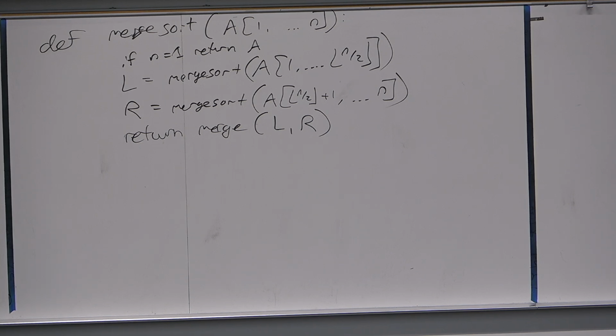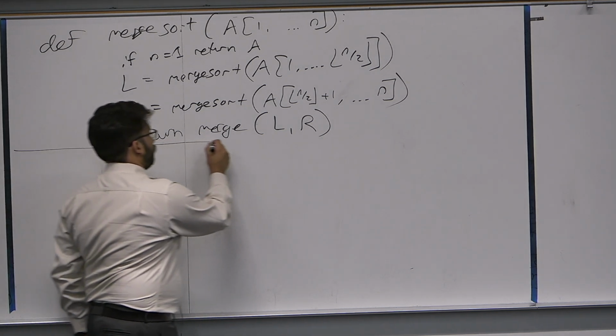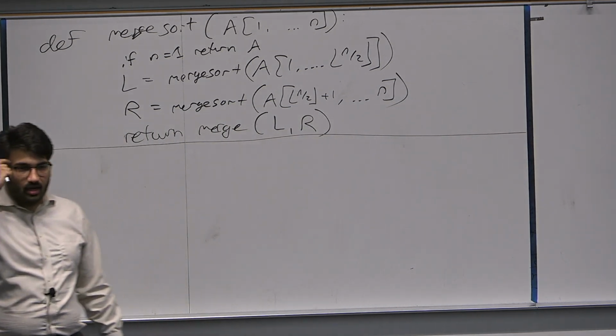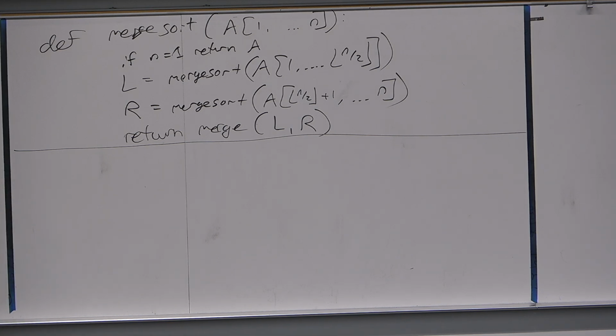Questions on that? Let's implement merge real quick. Binary search gets its speed up because it gets to assume that its input is sorted. If the input was not sorted, it would have to first check that it's sorted, and that would take at least linear time. The same thing is going to happen here. Merge is going to work really nicely because it gets to assume that its input is sorted.